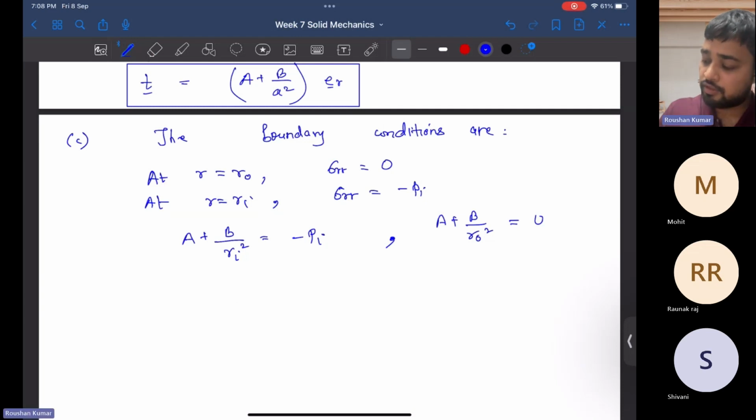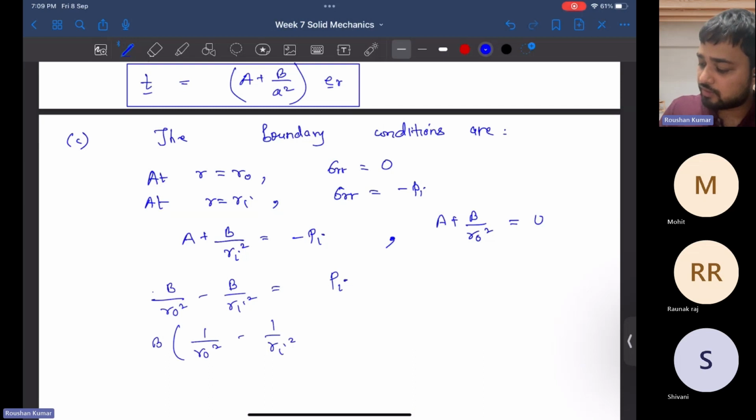If we subtract the two equations, subtracting the second equation from the first, we will get b by r naught square minus b by ri square equal to 0 minus of minus pi, that is pi. So b times (1 by r naught square minus 1 by ri square) equal to pi. So b will become pi times ri square minus r naught square, sorry.